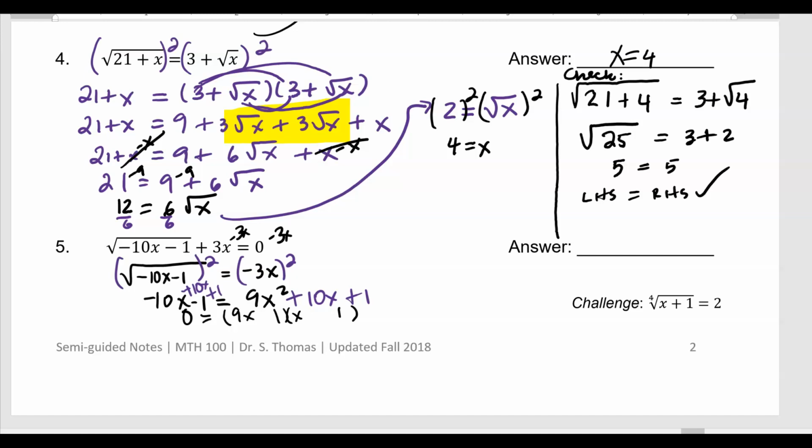9x plus 1 times x plus 1. And you can always verify that by foiling in your head to make sure it is 9x squared plus 10x plus 1. So that works. And now you're going to set each factor to 0.